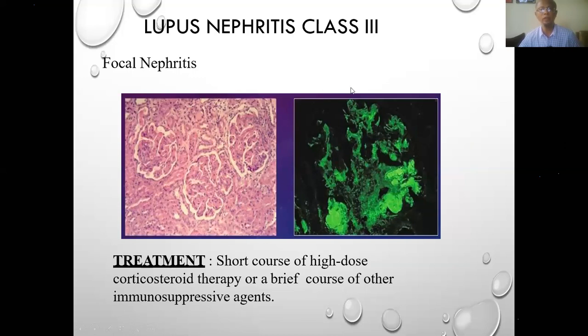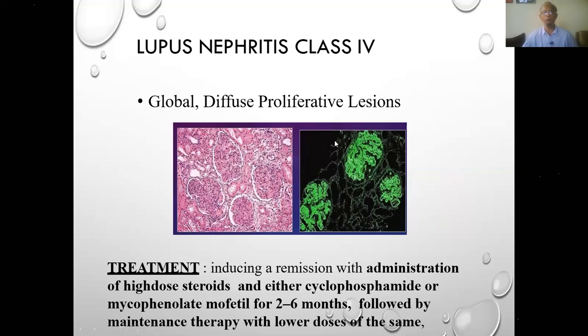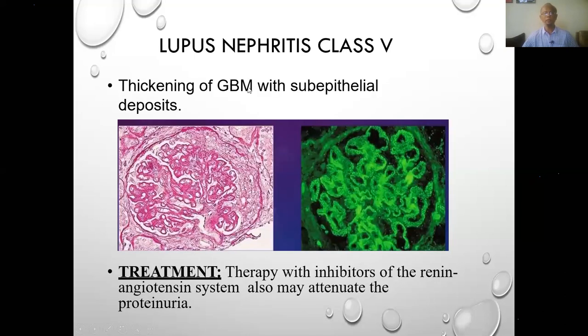So there is a focal nephritis. It is also responsive. And in class 4, that is a global diffuse proliferative lesion, treatment is by inducing remission with administration of high dose steroid and either cyclophosphamide or mycophenolate mofetil for 2 to 6 months, followed by maintenance therapy with lower dose of the same. Even in maintenance therapy, we can give azathioprine. So class 4 and class 5 is usually responsive. Thickening of the glomerular basement membrane with subepithelial deposit you are getting here, and treatment is with ACE inhibitors and also other immunosuppressive drug.